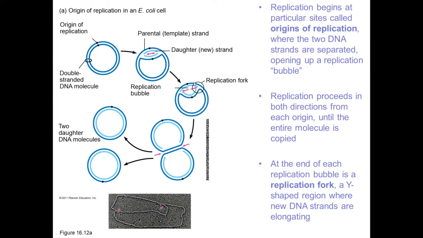So you can see here the old DNA, the parental DNA, is dark blue and the daughter DNA is light blue. Okay, so it continues to happen until they basically meet at the opposite side of the origin of replication, and you end up having two.